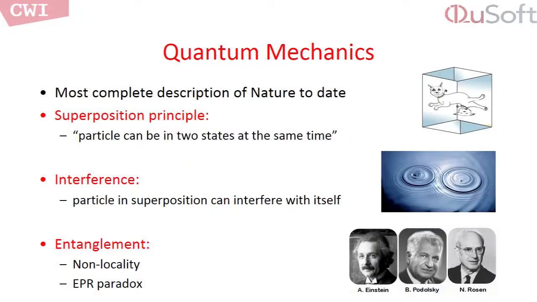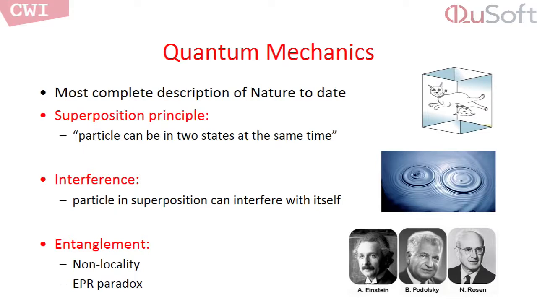And basically, this is what quantum mechanics says. It is the most complete description of nature to date. It has the superposition principle, so a particle can be in two states at the same time. And then another funny notion that actually we know very well is the notion of interference, which says that the particle in superposition can interfere with itself.